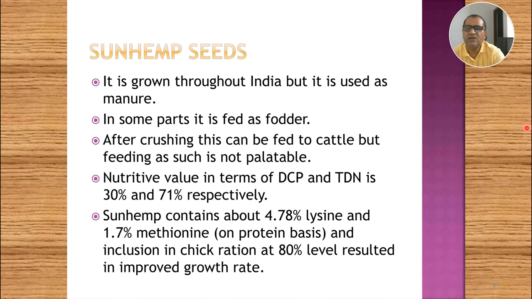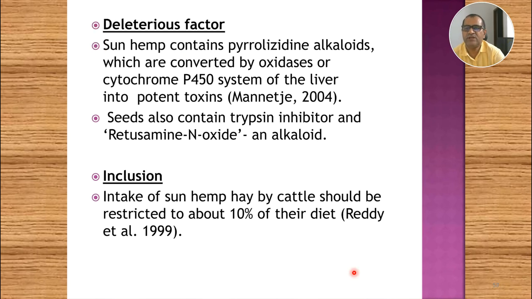So this is the neem cake, and sometimes it is used for agriculture purposes as a natural pesticide. Then sun hemp seeds are also used for oil purposes, and the nutrition value is high. It also contains lysine and methionine on a protein basis, and inclusion in the chick ration to the extent of 80% level resulted in improved growth rate. So this can be used.